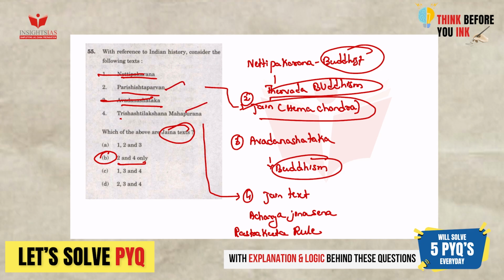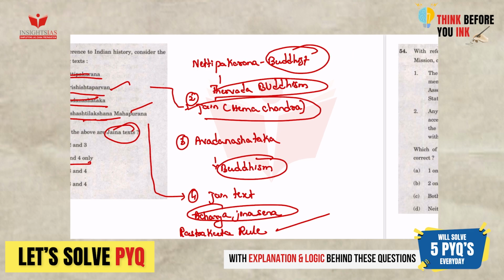And you have Trishashti Lakshana Mahapurana. It is written by Acharya Jinasena during Rashtrakuta rule. So the answer is B, that is 2 and 4. And this is a difficult question. These kinds of questions can be answered only if you have specific information. Otherwise, it is better to leave out these questions in the examination.